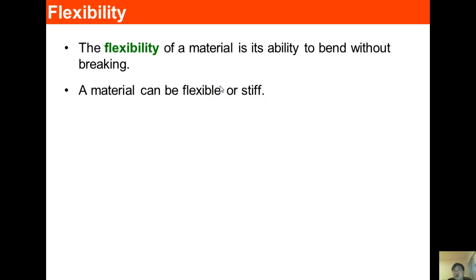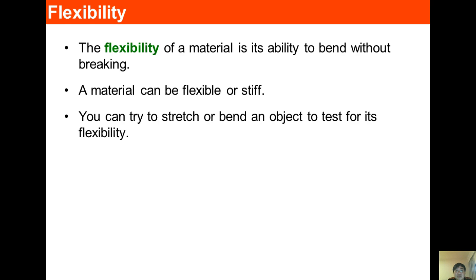Just imagine the water hose. You can reel up the water hose. It's flexible. It goes around the reel. Or a straight ruler, which is not so flexible. You try to bend it, it cannot bend, and it could even break. Instead of being flexible and getting back into its shape again, least likely. So you can try to stretch or bend an object to test for its flexibility.